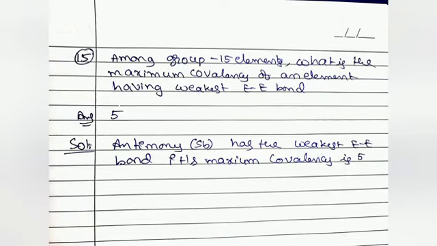Among the group 15 elements, what is the maximum covalency of an element having weakest E-E bond? So it's a competency based question. First we need to understand the question properly. Here they are asking for the weakest E-E bond, where antimony can exhibit weakest E-E bond and its maximum covalency is 5, whereas for bismuth it is 3.